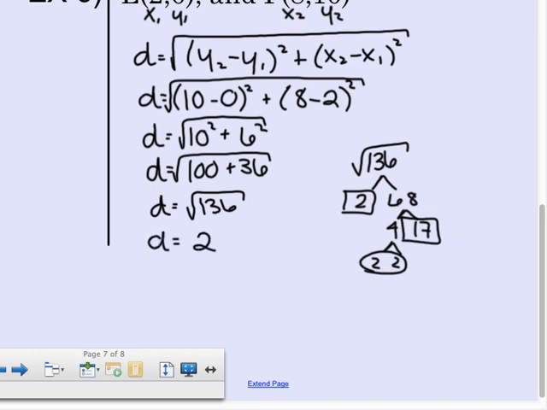So for the distance, I'll have a 2 outside of the square root, and underneath I'll have 2 times 17, so I'll have 34. And that would be the distance between E and F.